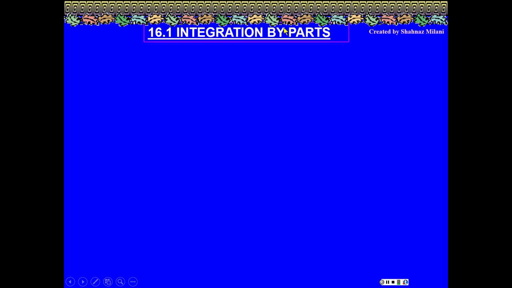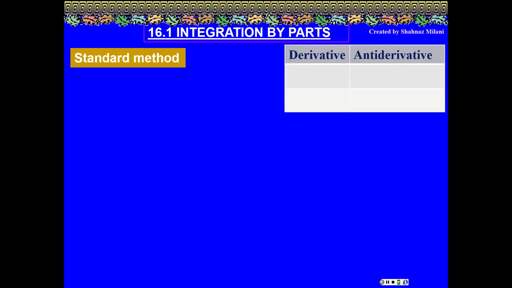Integration by parts has two different methods. The first method is the standard method. The second is the column method, which I will cancel for you guys. We will just talk about integration by parts by the standard method. Now, there is a formula which you have to memorize. The formula is uv minus the antiderivative of v du.